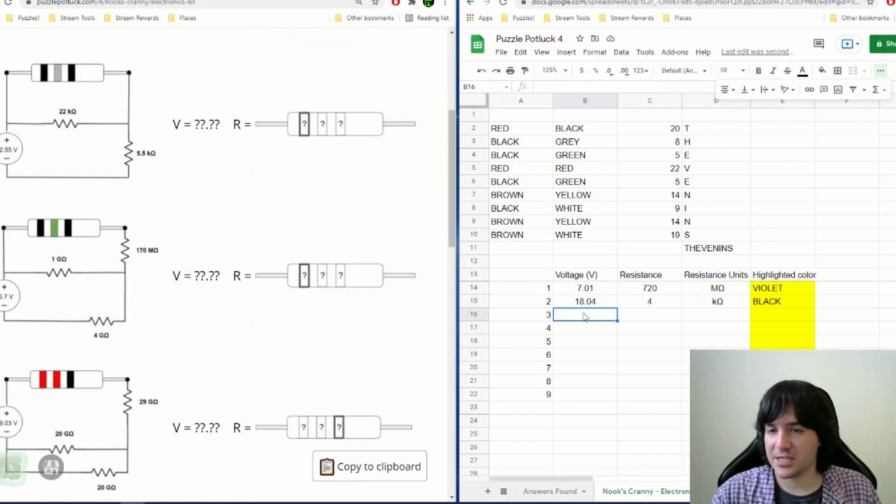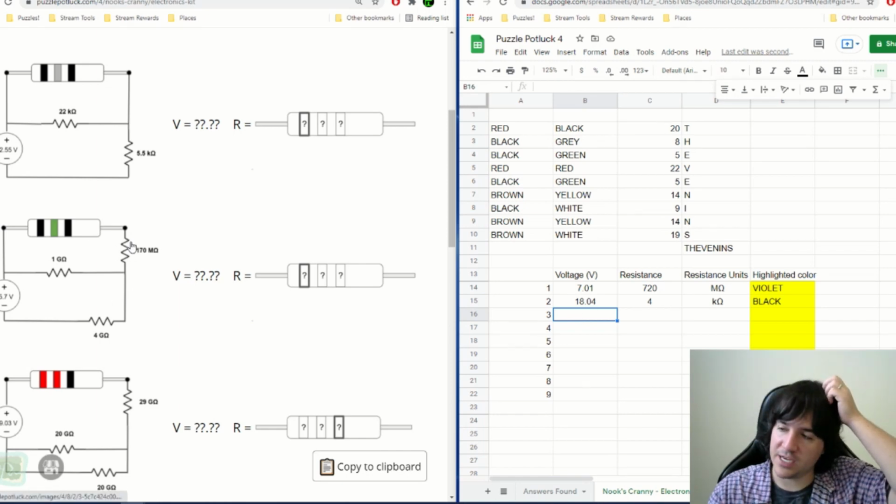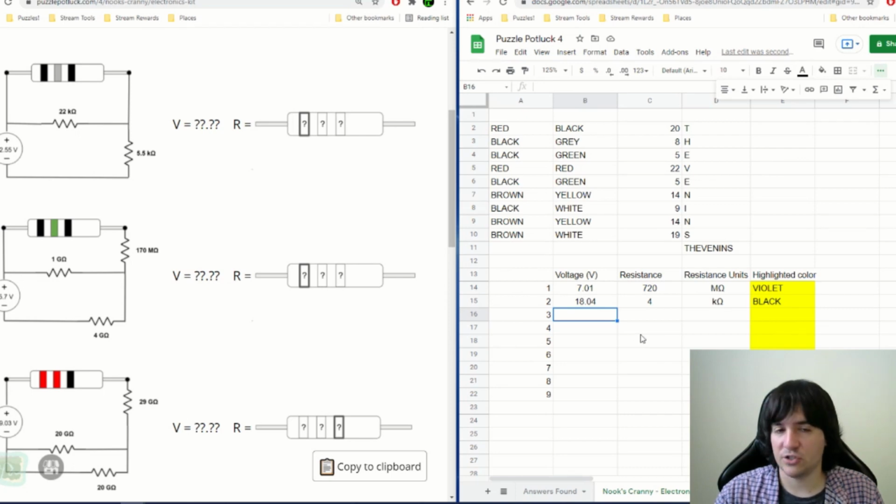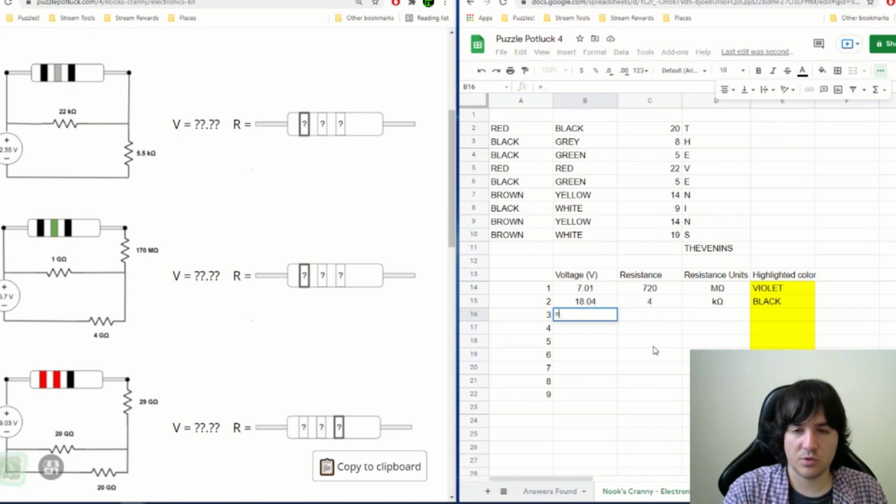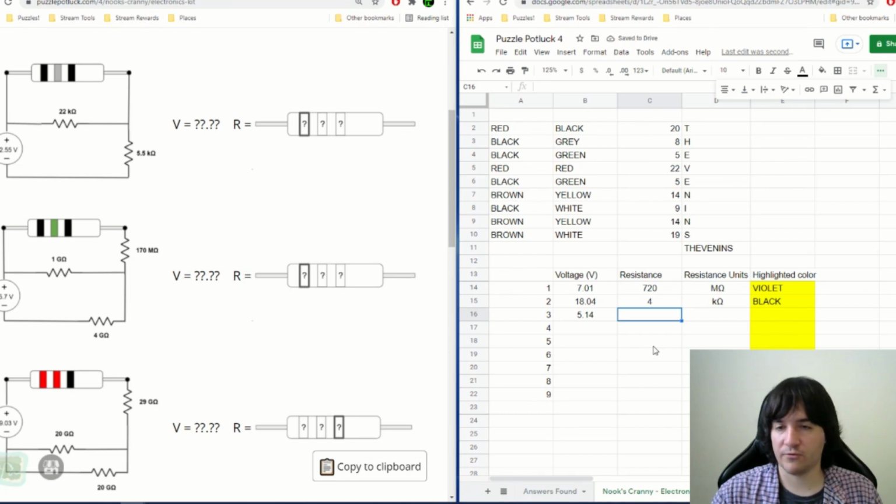So this one's basically going to be the exact same calculation as above. This new resistor here doesn't affect the equivalent voltage at all. So we just have to do equals 25.7 times whatever's parallel, so 1 divided by 1 plus 4. So we have 5.14 volts.